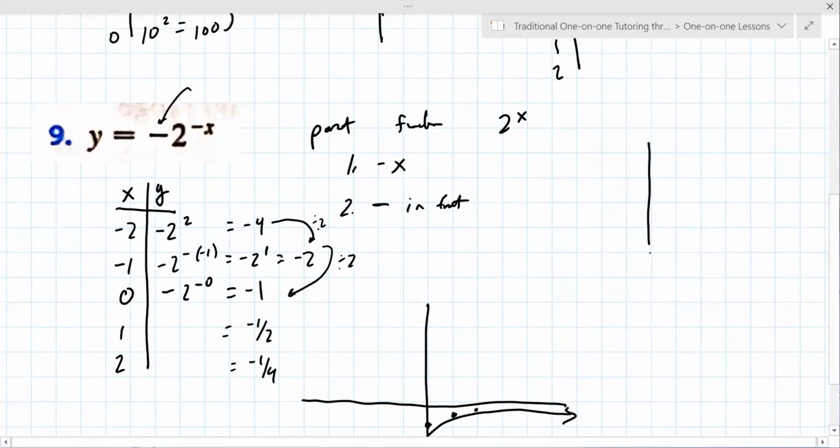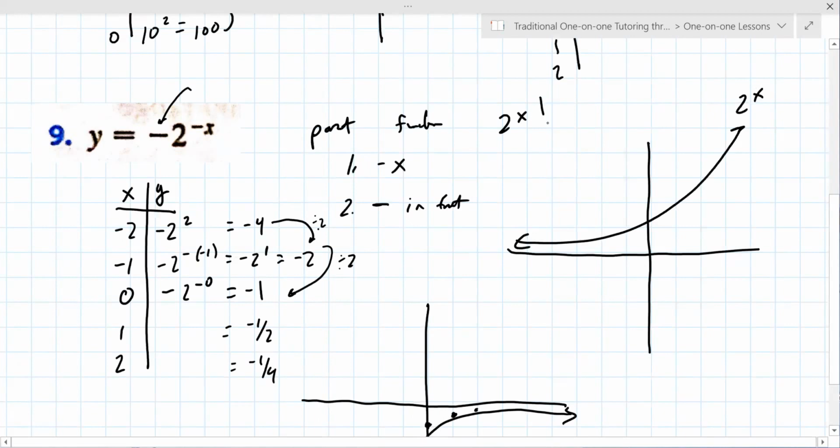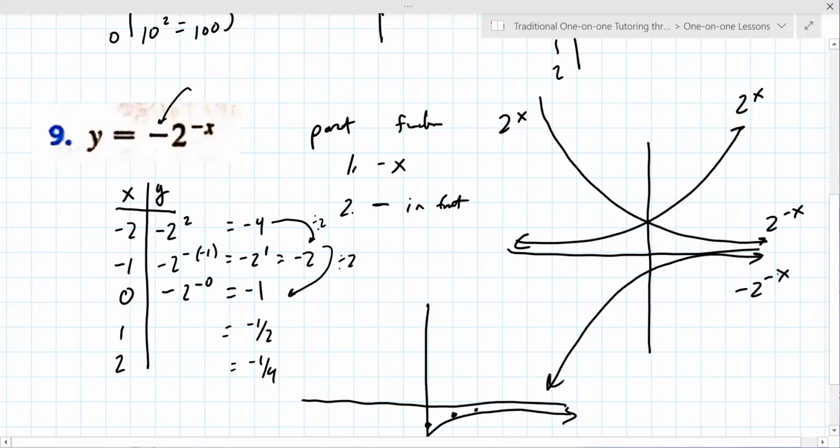Yeah, so let's go through this one more time here so you can see it. 2 to the x looks like this. That's 2 to the x. 2 to the -x looks like that. Then -2 to the -x is the last one.